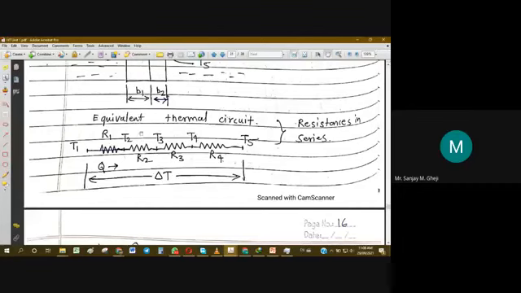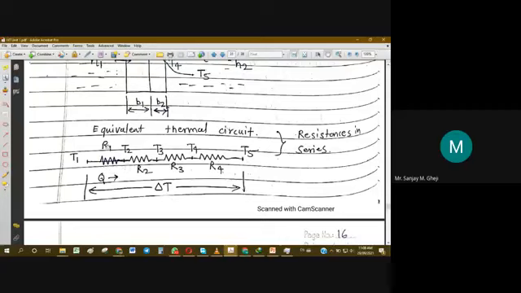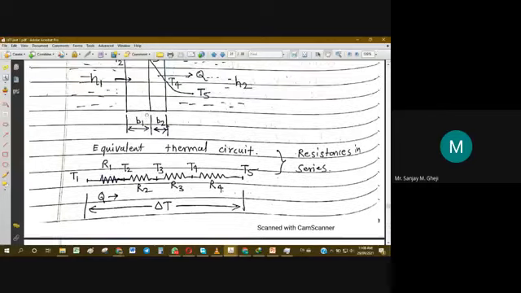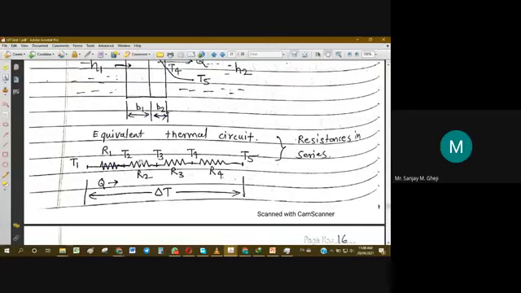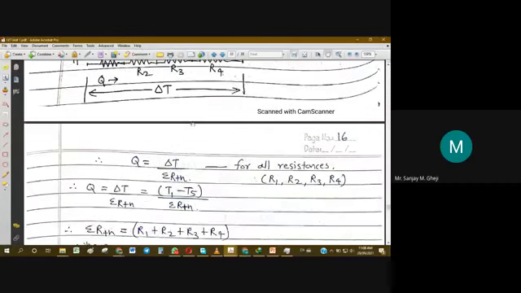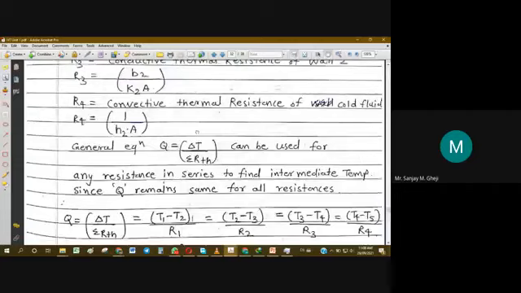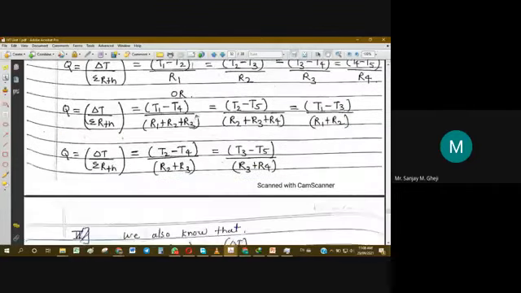In the same way, it is also possible for only two resistances. If we consider only R1 and R2, in that case also we can use the same formula. So delta T will be T1 minus T3, and total resistance will be R1 plus R2 only. Same can be applied to any part. So we applied this for the first and second part. The same can proceed to R2 and R3, and the same can proceed to R3 and R4. So it depends on the cases or the situations, or what values are available.